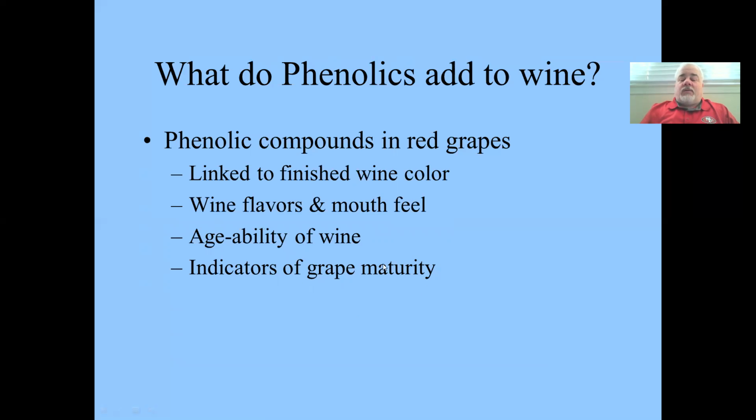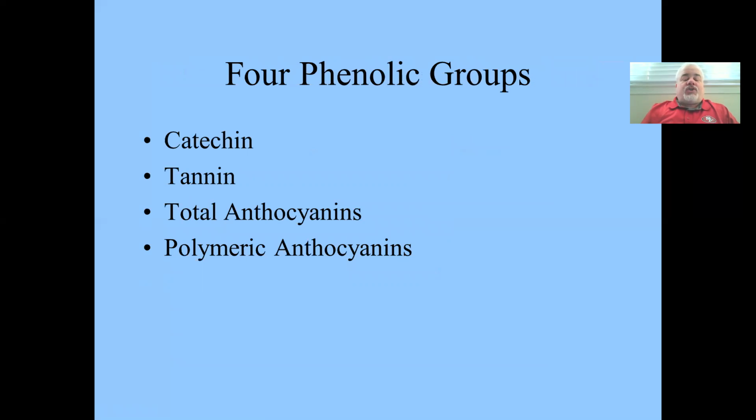And in the field or the vineyard, the phenolics are part of the equation of determining grape maturity. So there are 4 groups of phenolics: the catechins, tannins, total anthocyanins, and polymeric anthocyanins. Polymeric means linked together into a polymer, or a chain of these anthocyanin groups.